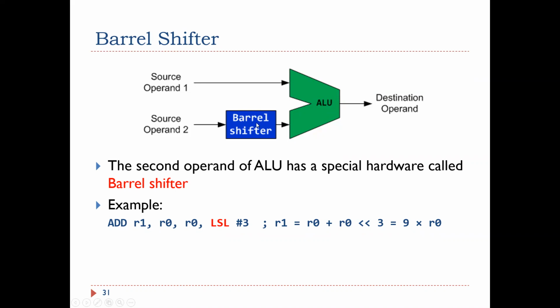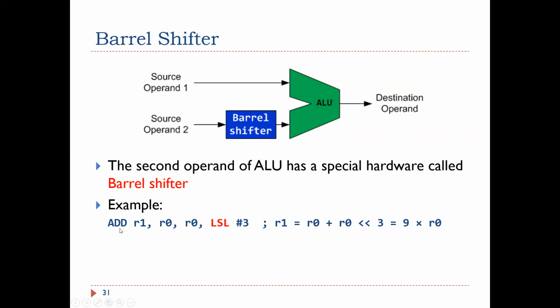The purpose of the barrel shifter is to do many shifting operations like left shift, right shift, rotation, and so on. What is the benefit of having a barrel shifter with the ALU? Let's take a look at an example of it. There is an example in the previous slide. I didn't explain it because we're going to explain it here.